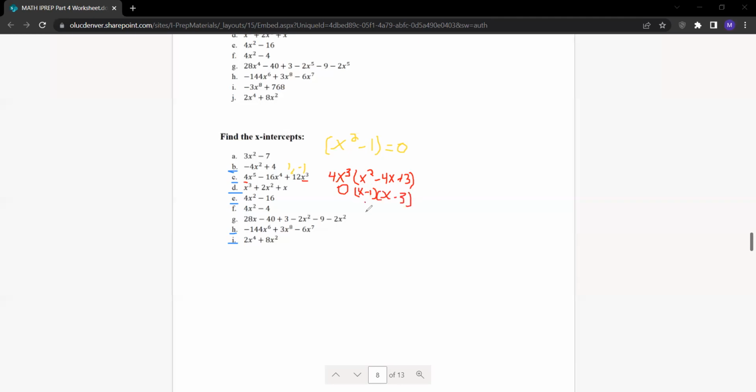Which means our x-intercepts are positive 1 and positive 3. So we have 0, 1, and 3. I'll go ahead and write these down as we go. It'll help you a lot when we get to the graphing section, if you remember and already have all of our answers written down and ready to go. Cool. So next we'll do part D.